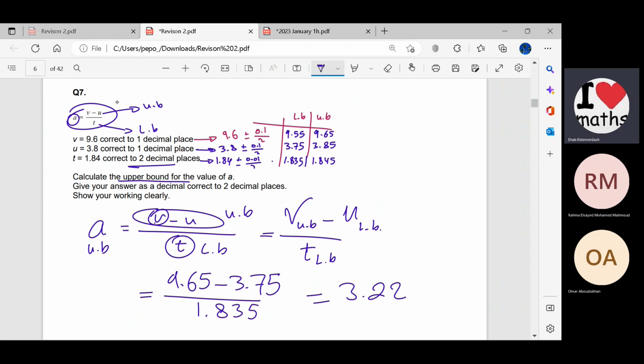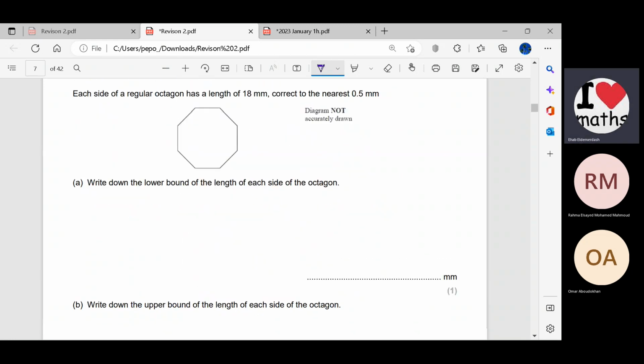If the numerator, the first part, is follower and I need it as upper bound, but I have a surprise: this operation is not single, it's an operation again. So what I have to do is v minus u. I need the subtraction to be upper bound. The first part will be upper, the second part will be lower. Agreed? So we did this question.